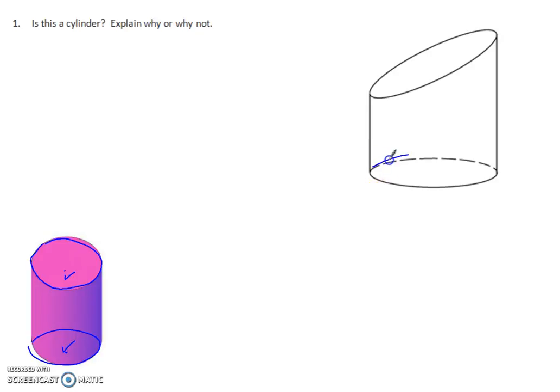Here we have a base, but this base is not parallel to this one. So it's not a cylinder. It's not considered a cylinder.